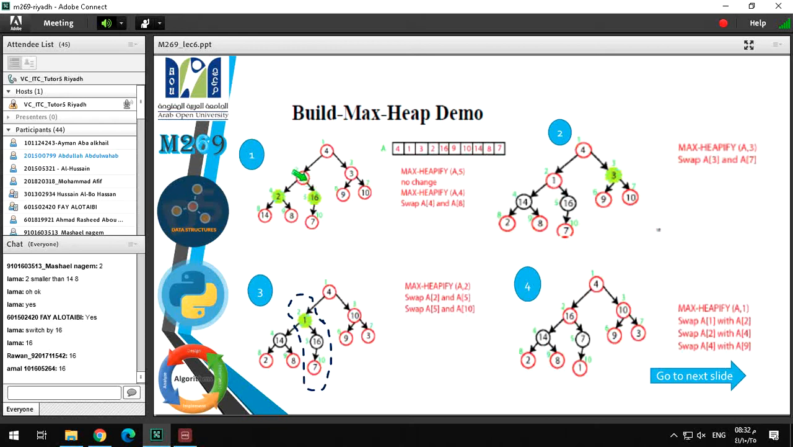Correct. So what we do here is to swap. We swap this, but we swap it with what? Yani, this one, we swap it with 16.